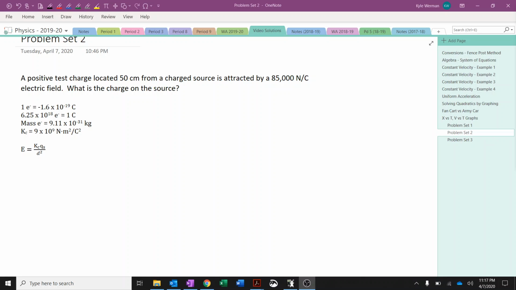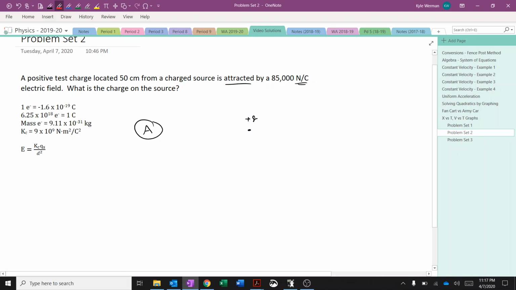In this problem we have a test charge located away from some unknown source. And we know the amount of field we have. We're given the field strength in newtons per coulomb. So we have some source, let's call it A. And over here we have some test charge, positive Q. And what we do know, it's being attracted.